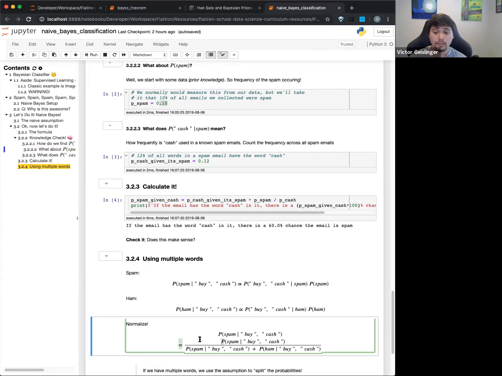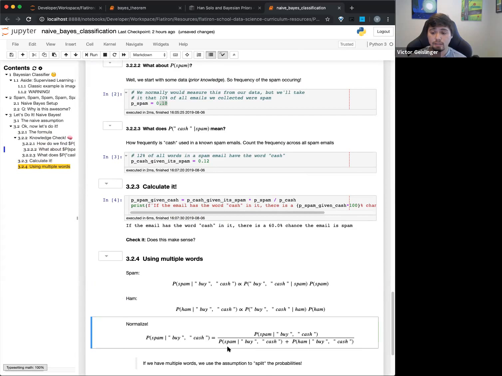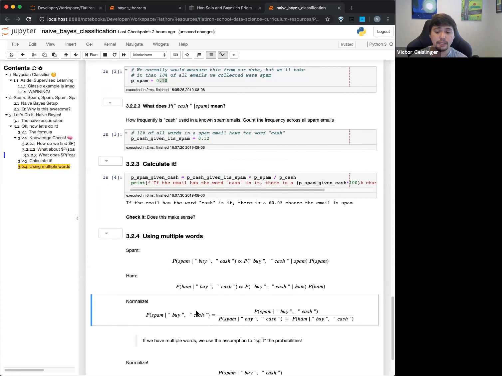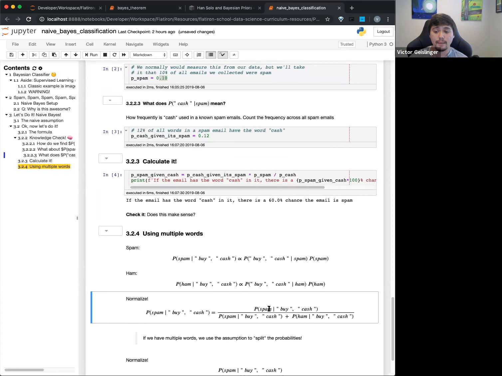One thing you can do, I just wrote a real quick thing here, is you can use multiple words. So if you have multiple words, like buy and cache, you would do the same thing, but because they're independent by the naive assumption, we can essentially split these off. So you can see the probability of spam such that buy and cache. We would split this up into probability of spam such that buy times the probability of spam such that cache, and you would just multiply those two parts together.